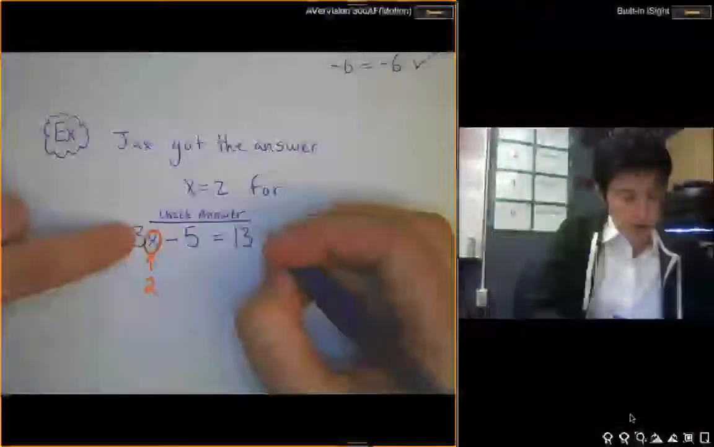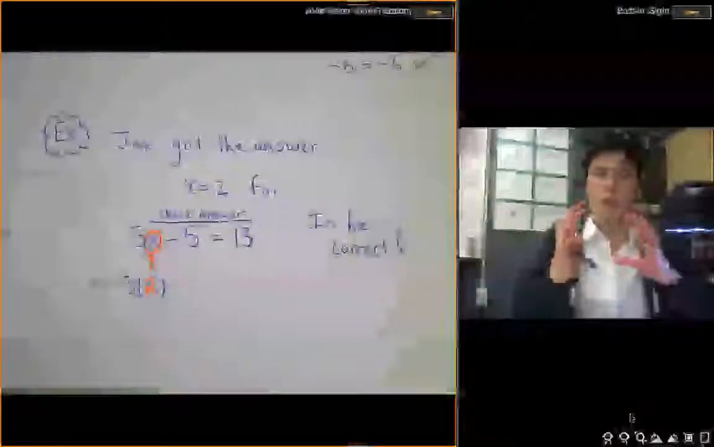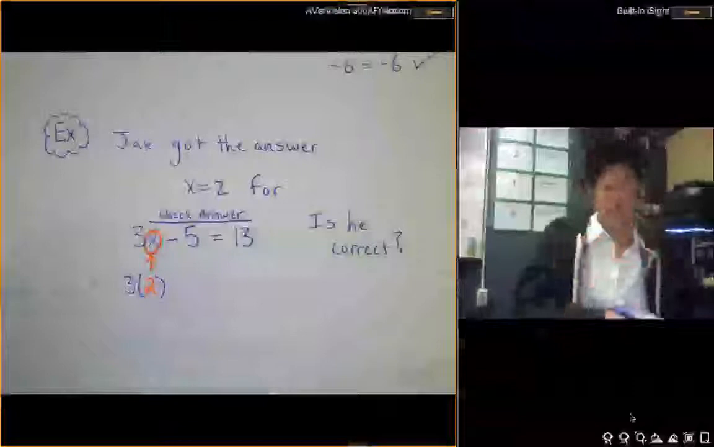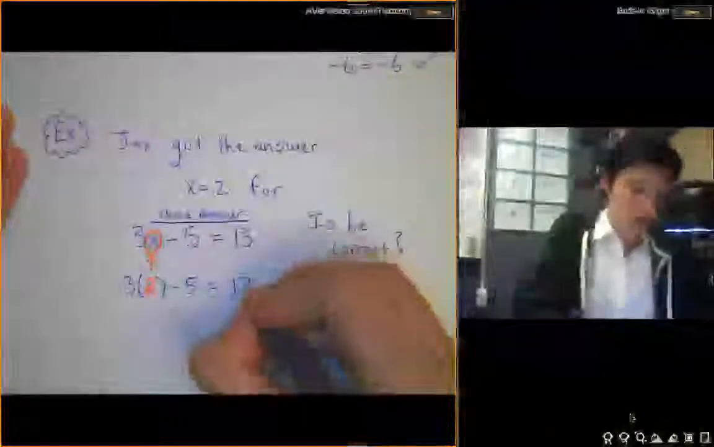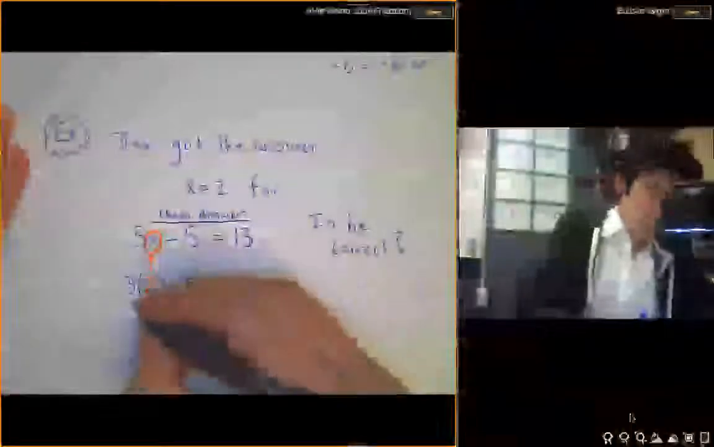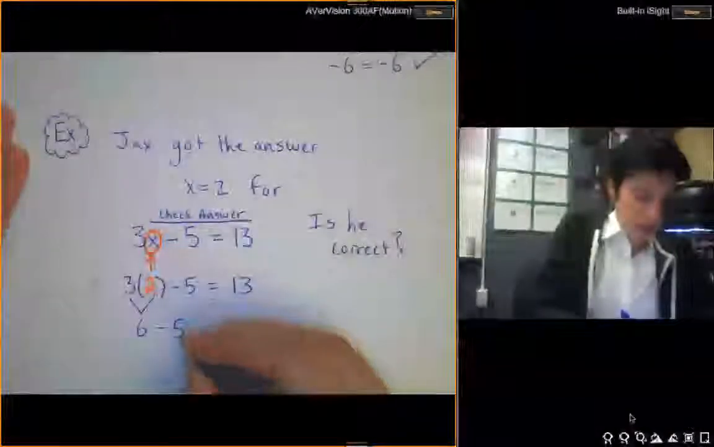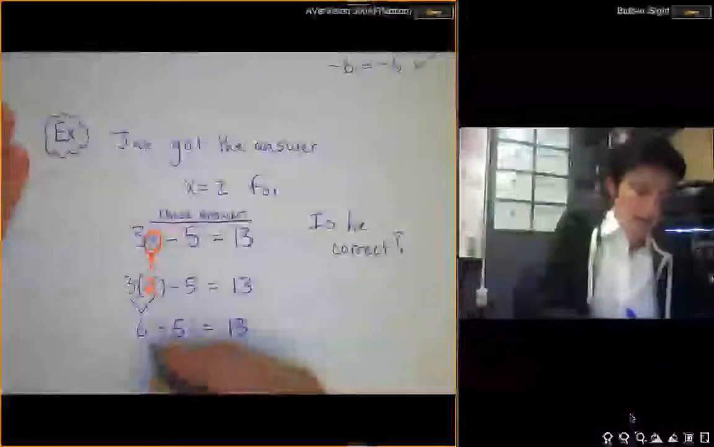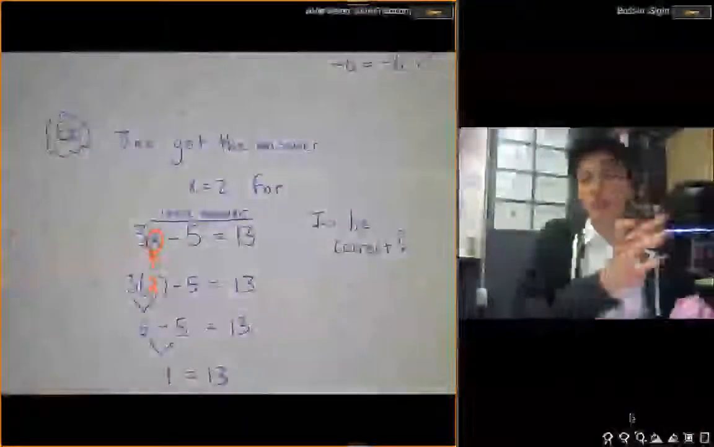So instead of 3x, it's 3 times 2. I'm going to use parentheses to show that I replaced that x. Minus 5 equals 13. So let's do some math real fast. 3 times 2 is 6. 6 minus 5 equals 13. And 6 subtract 5 is 1. So 1 equals 13. Uh-oh. 1 does not equal 13. So we have a problem.